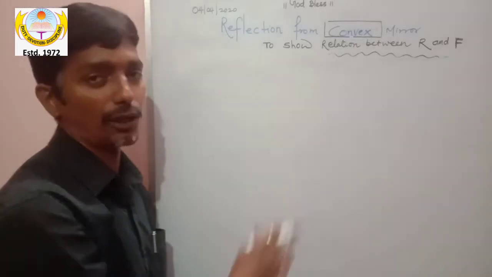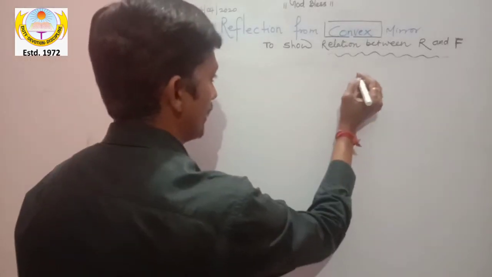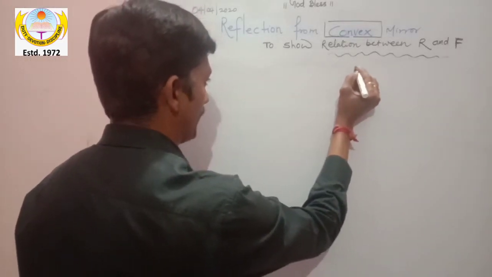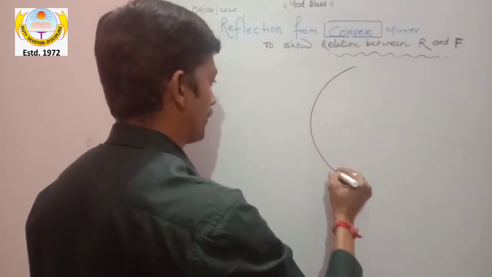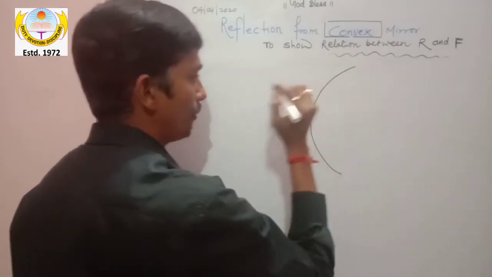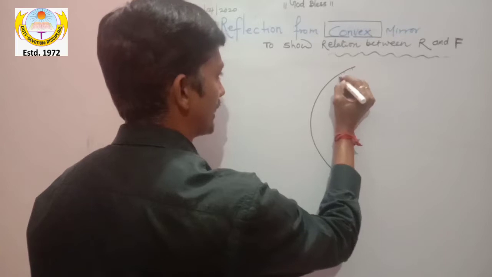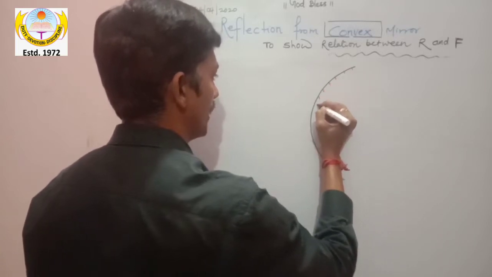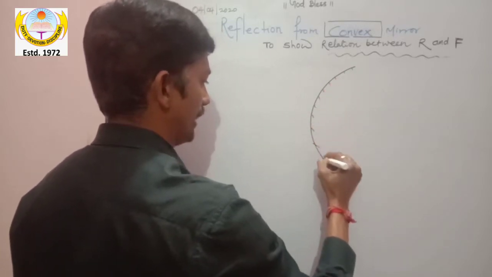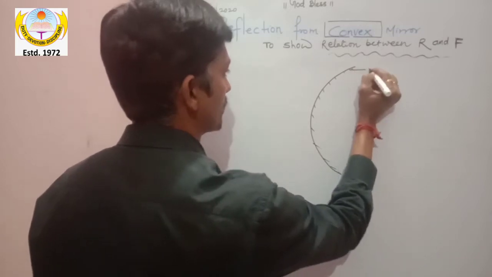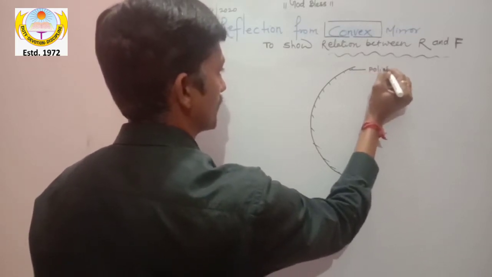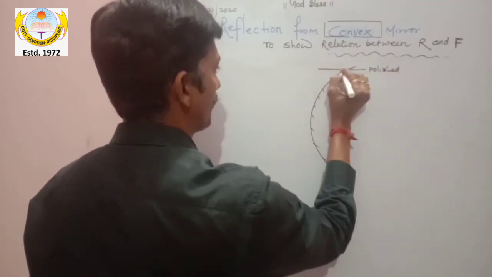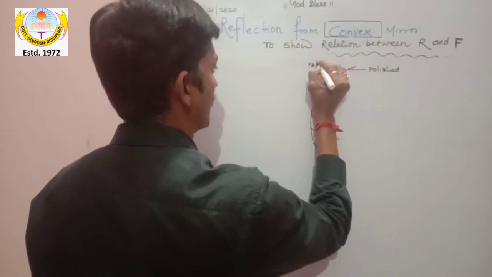let us draw the convex mirror first. So you all know that convex mirror, when we are drawing, we draw like this, in which the inner surface is polished. So inner surface is polished, this is polished, and outer surface is reflecting.